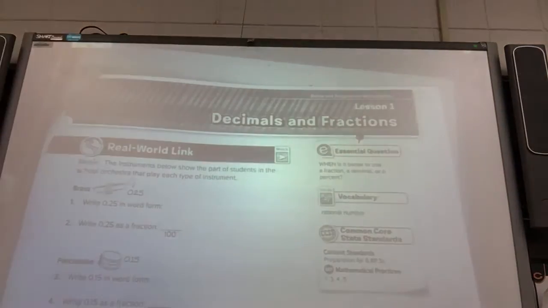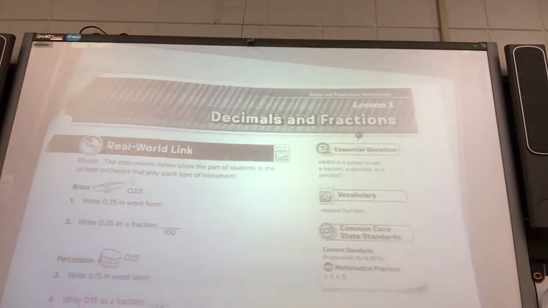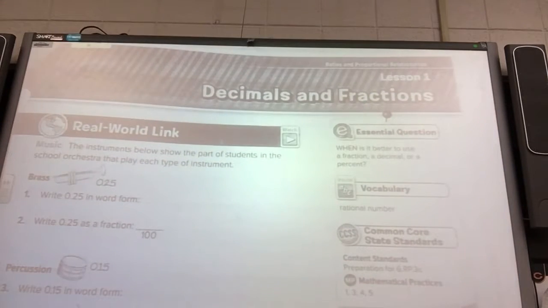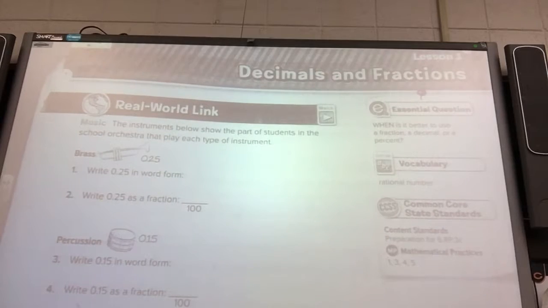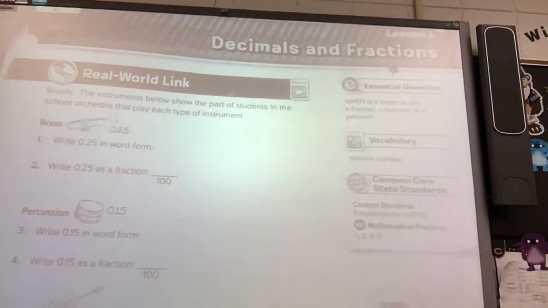All right, let's look at our real world problem. Below they give us musical instruments that students play in the school orchestra. Scoot in a little bit so you can see this better. I'm going to adjust this just a little bit so you can see straight. That's a little better.